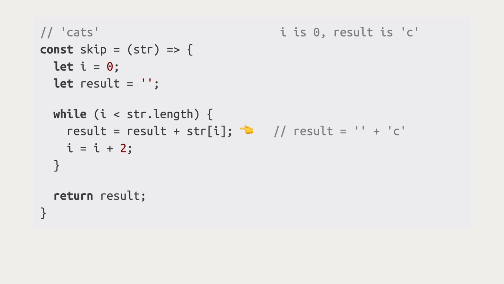Concatenate the result string with the character at index 0, it's c. Increase the counter by 2. 2 is less than 4, so repeat. Concatenate the result string with a character at index 2. It's t. The string becomes ct now. Increase the counter by 2. 4 is not less than 4, so don't repeat anymore. Return result, ct.